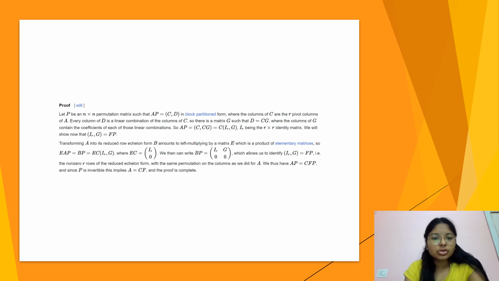So EAP = BP = EC[I_r, G], where EC is the matrix with I_r on top and 0 below. Then we can write BP as the matrix with rows [I_r, G] and [0, 0], which allows us to identify [I_r, G] = FP, that is, the non-zero r rows of the reduced echelon form with the same permutation on the columns as we did for A. We thus have AP = CFP, and since P is invertible, this implies A = CF, and the proof is completed.